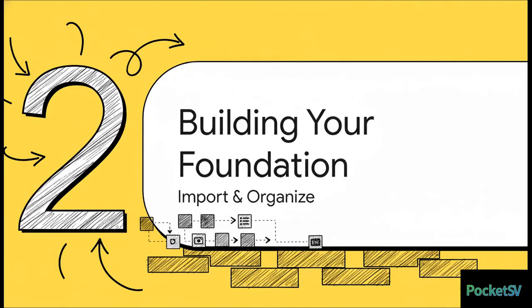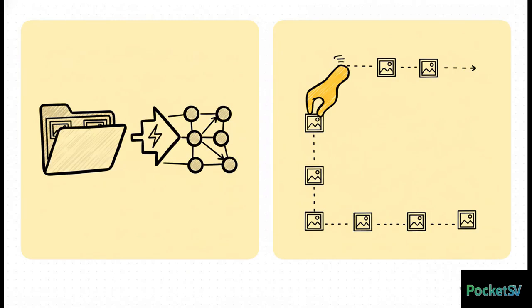Okay, let's start laying the groundwork. Every great tour needs a solid foundation, and that all begins with getting our photos in and getting them organized. PocketSV gives you two main ways to hit the ground running. On the left, you've got Quick Tour. Think of this as the express lane. You just point it to a folder of images, and boom, it builds the tour for you. On the right, there's Manual Import. This is for when you want a bit more control, letting you add and arrange your scenes one by one.